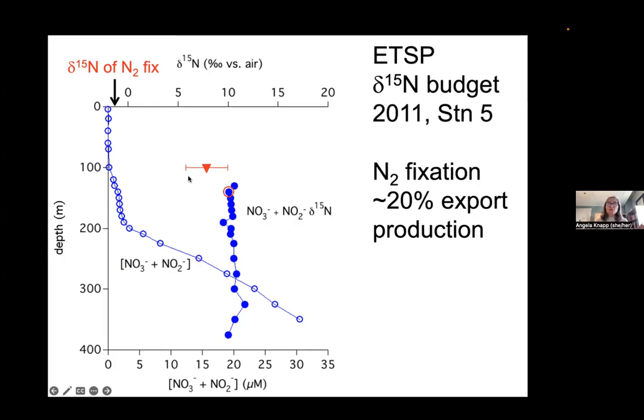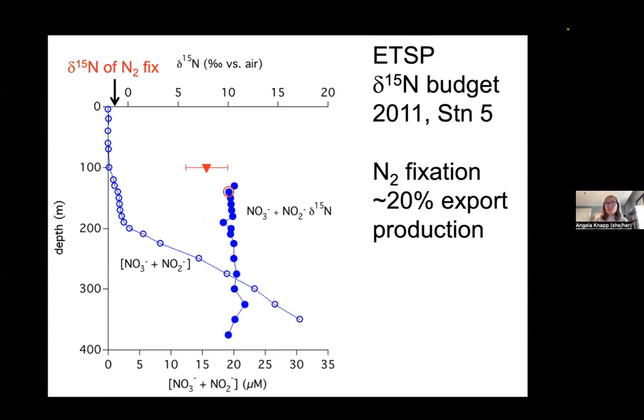So what you can tell just qualitatively is that the delta N15 of the sediment trap material is much closer to that of subsurface nitrate than it is to N2 fixation, right? And so if you do the calculations, what you find is that at this station, nitrogen fixation supported about 20% of export production, and subsurface nitrate supported about 80%.